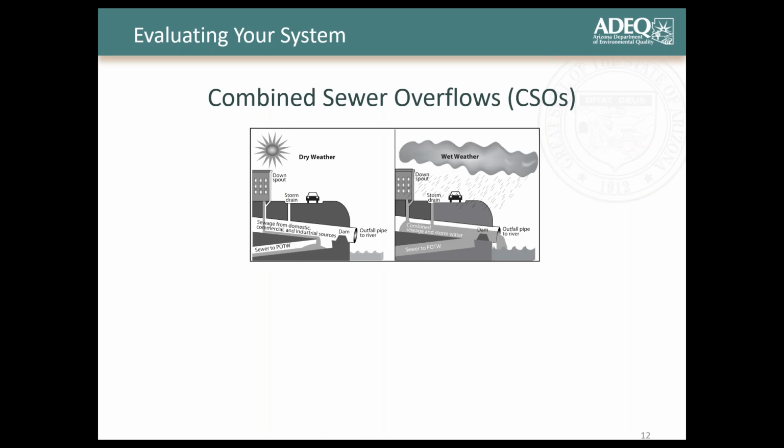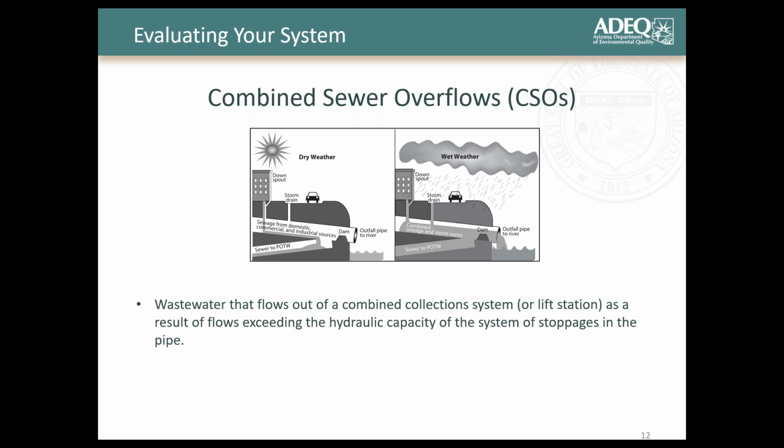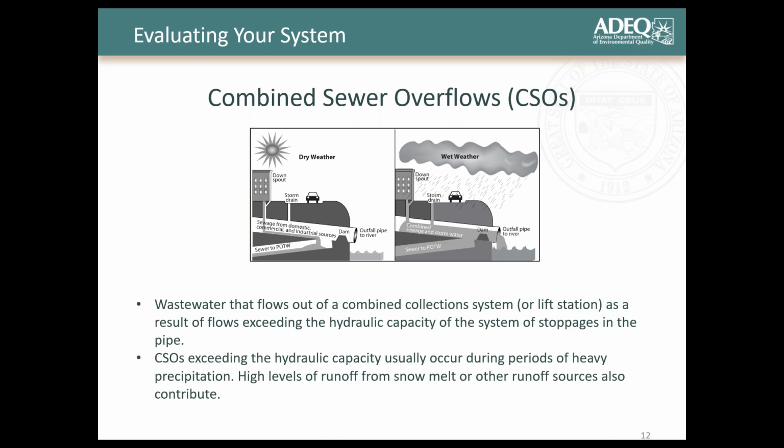So the problem with combined sewer systems is that there's also potential for CSOs, right? The CSO, combined sewer overflow, is very similar to an SSO. It's wastewater that flows out of a combined collection system or lift station as a result of flows exceeding the hydraulic capacity of the system or stoppages in the pipe. CSOs exceeding the hydraulic capacity usually occur during periods of heavy precipitation, or high levels of runoff from snowmelt, and other runoff sources also contribute.